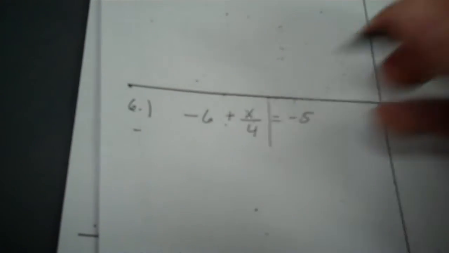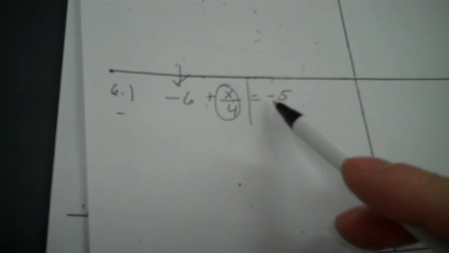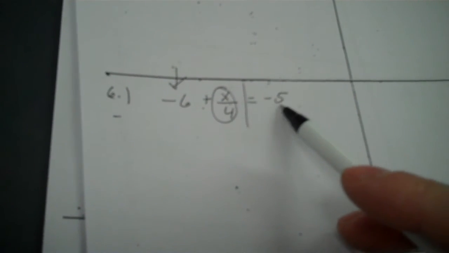Okay, wall goes up, X is on the left, circle the divider. Circling it helps to tell you, okay, I know I don't add or subtract that number. It's this one right there, because that's on the side of the X. If you're wondering why the negative 6, why not the negative 5? Because the negative 5 is on the other side of the equals.